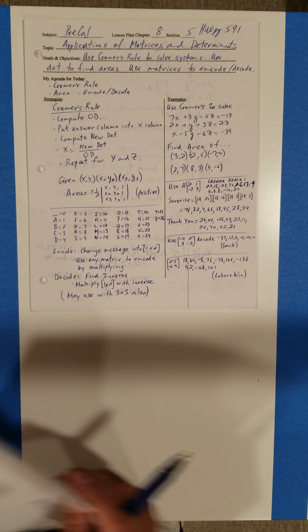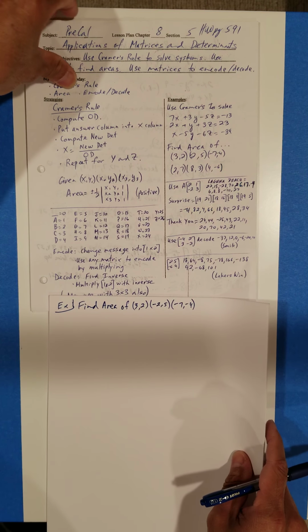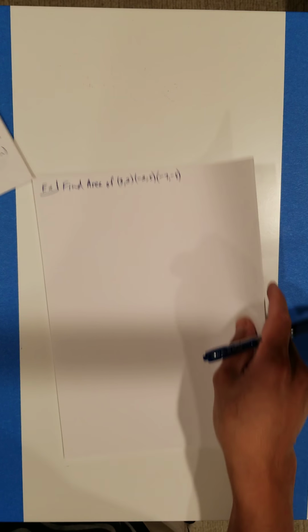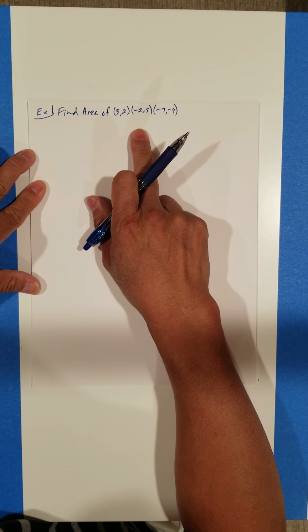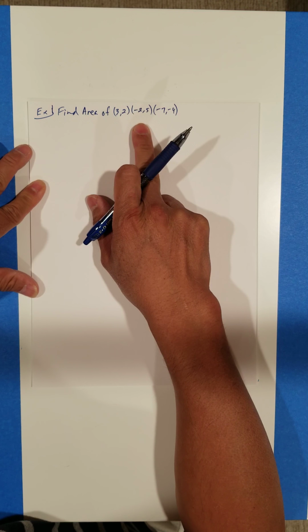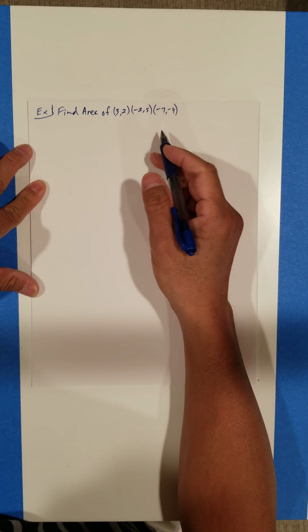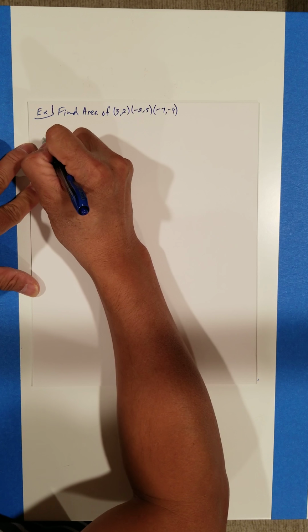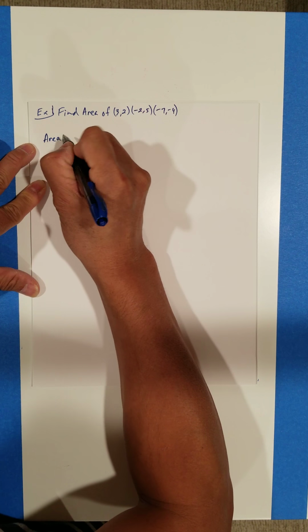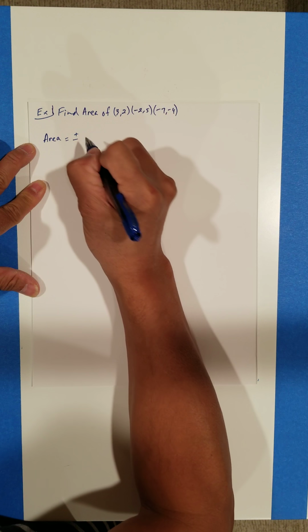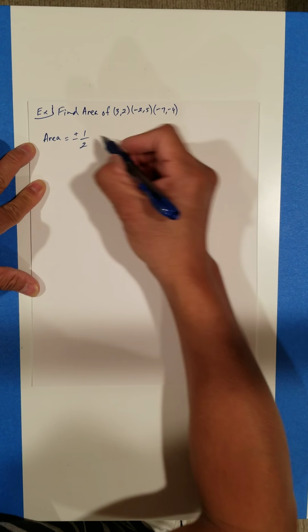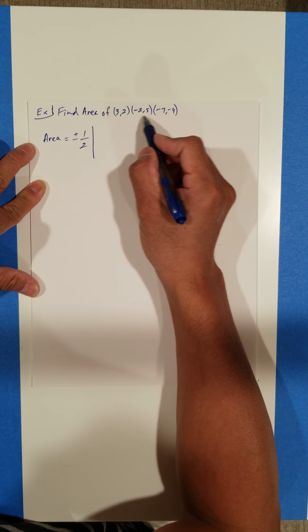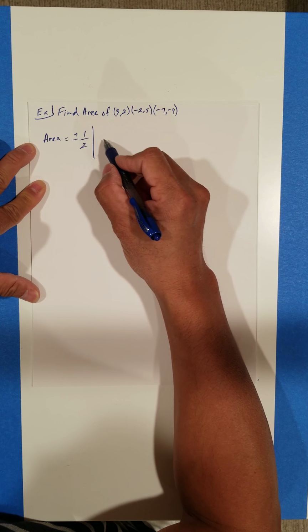Let's say I have this problem right here. I want to find the area of the triangle with points (3, 2), (-2, 5), and (-7, -4). The area is very simple. It's plus or minus, we have to choose which one to use, not a big deal. What we want to do is find the determinant of these points in a 3 by 3 setting.